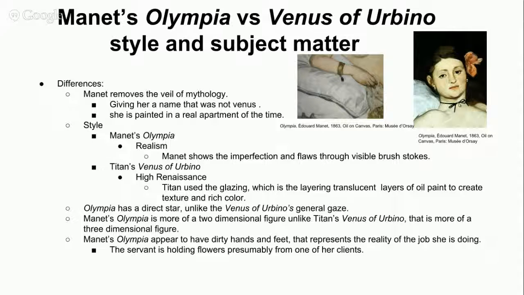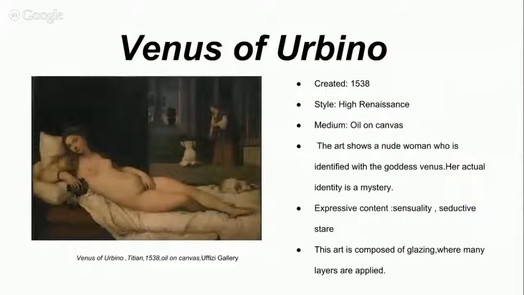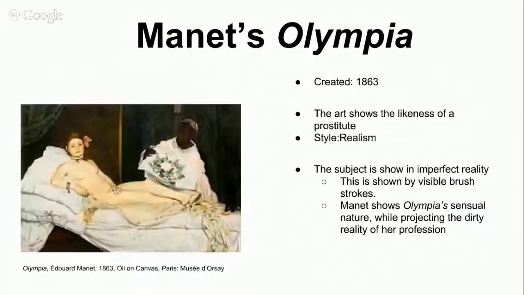Olympia has a direct stare, unlike the Venus of Urbino's general gaze, like I talked about earlier when we were looking at that image. And Manet's Olympia is more of a two-dimensional figure, unlike the Venus of Urbino. The Venus of Urbino is made up of glazing, and you see how this image here looks more like a 3D image. And Manet's Olympia, even though it came along after, looks more like a 2D image, because he's not just trying to project perfection, but really show the reality of the situation.